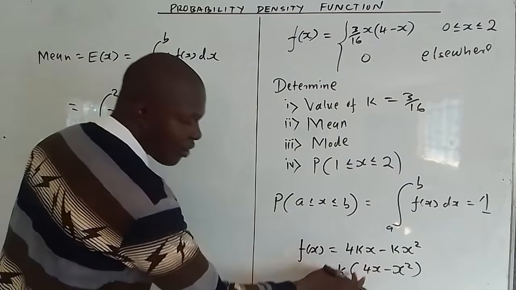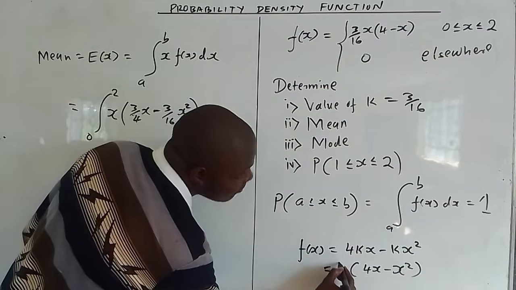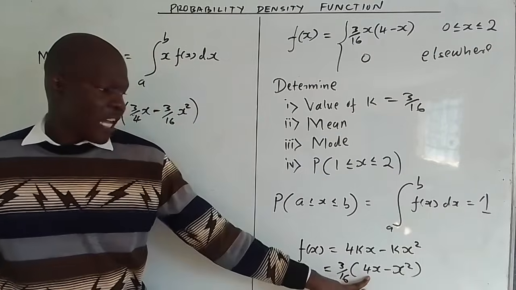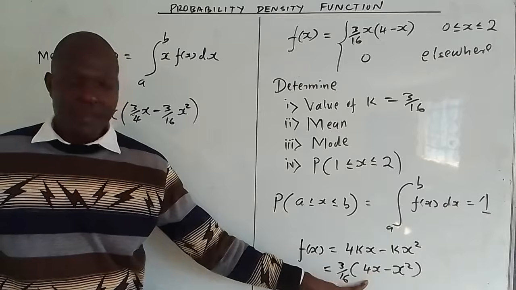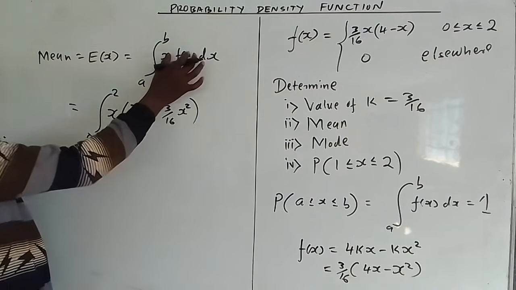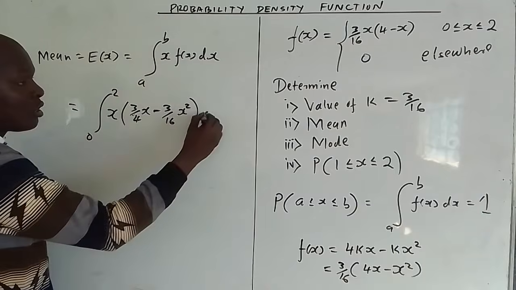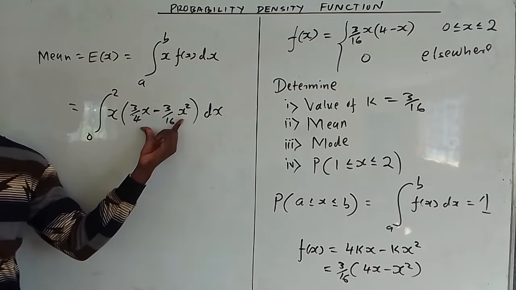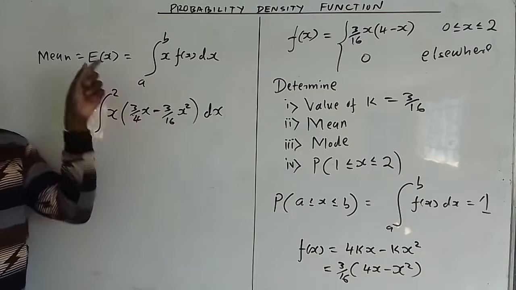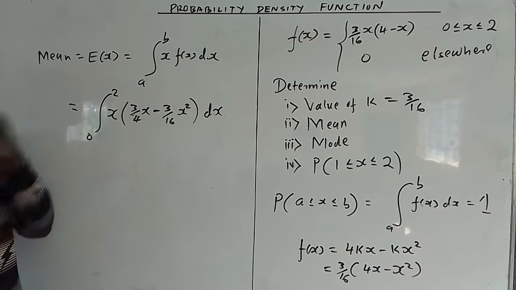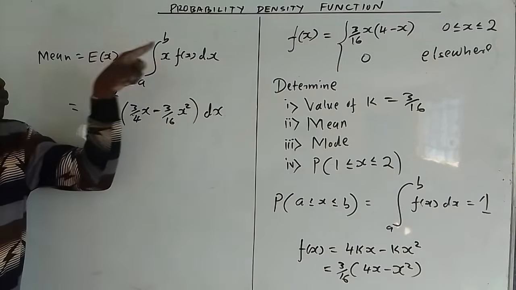Here, where there is k, you put the value of k, which was 3 over 16. So 3 over 16 times 4x, you get 3 over 4x. 3 over 16 times negative x squared, you get that. So the whole of this is f of x, isn't it? Then dx. So we have x times f of x. Are we together? The expected value of x is x times f of x. Meaning the expected value of x squared is x squared times f of x.